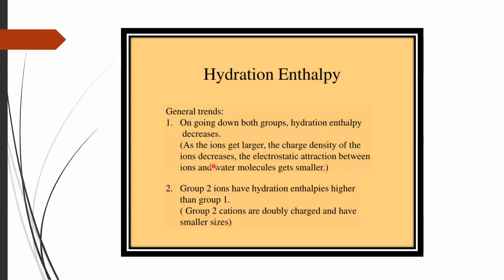Now, why is it decreasing? Because the ion gets larger. As the ion gets larger, the charge density of the ions decreases. The electrostatic attraction between the ions and water molecules gets smaller. Hence, the energy released will be less. Similarly, group 2 ions have higher hydration enthalpy than group 1, as we have discussed for ionization enthalpy as well, because group 2 ions are doubly charged and have smaller sizes.